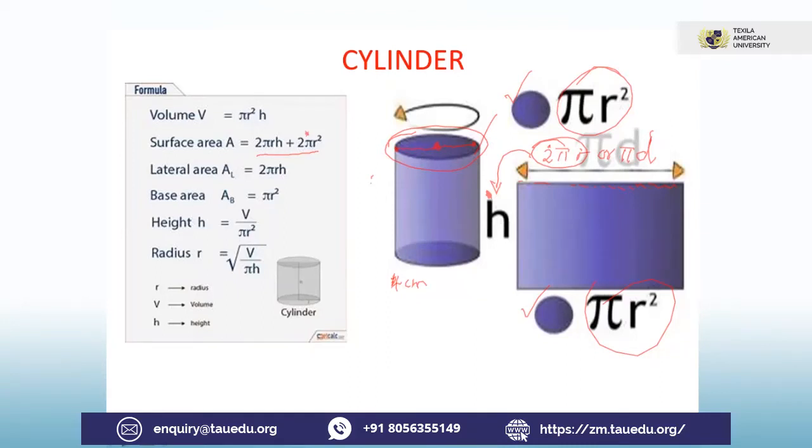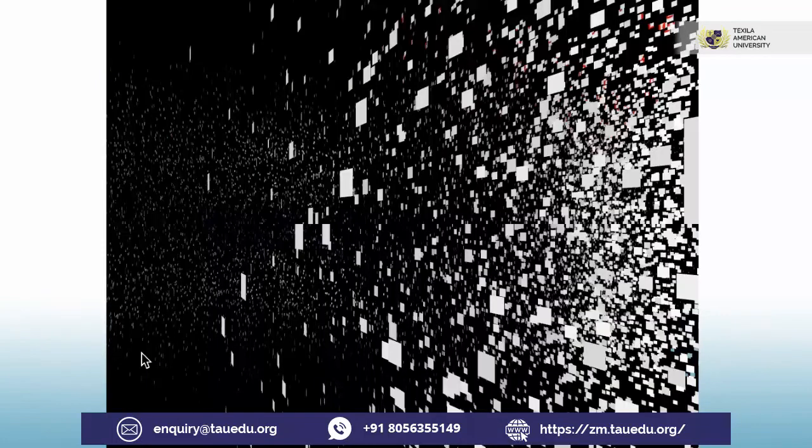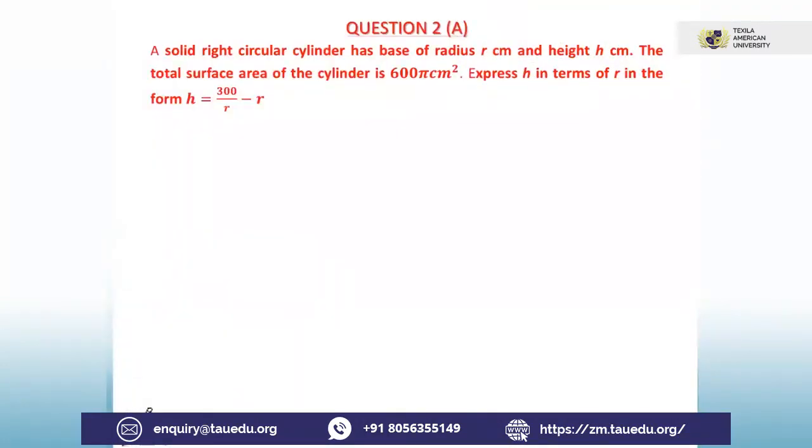Now, we will have to go to the next part of our problem solving, to see how best we can apply the idea in solving these questions. Now, a solid right circular cylinder has base of radius r centimeters, and the height h centimeters. The total surface area of the cylinder is 600 pi. Take note of that, 600 pi centimeters squared. Express the height, h, in terms of r, in the form h is equal to 300 over r minus r. Now, this is what we are going to look at. The information here says we have the total surface area.